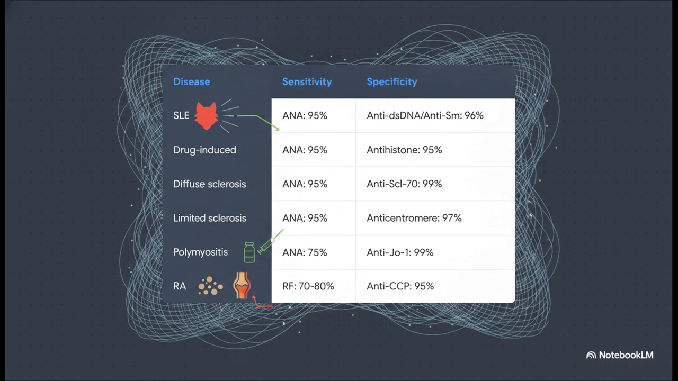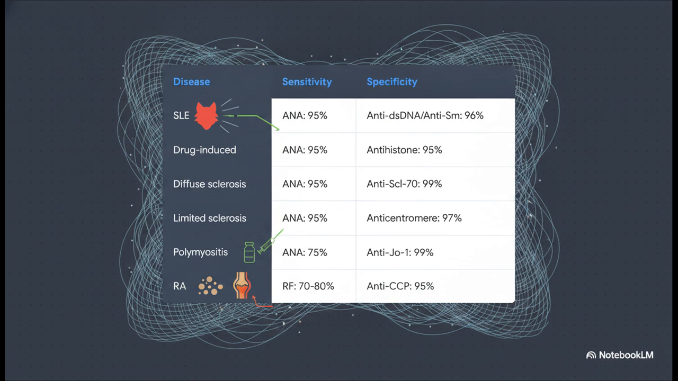Antihistone is your dead giveaway for drug-induced lupus. Anti-Scl-70, that's diffuse systemic sclerosis, whereas anti-centromere points to limited systemic sclerosis. And hey, while we're on systemic sclerosis, watch out for scleroderma renal crisis. It's a massive Step 2 emergency.